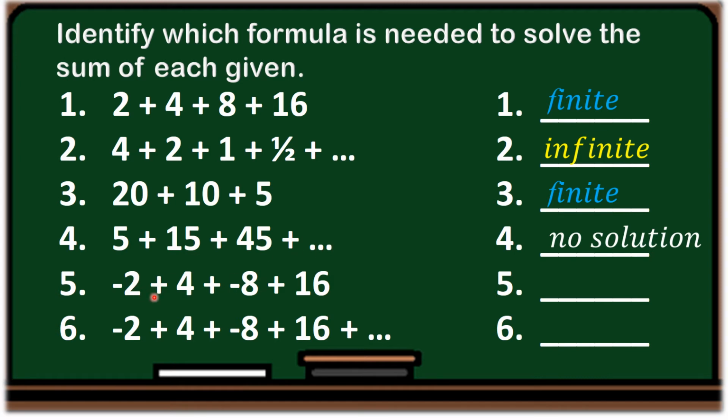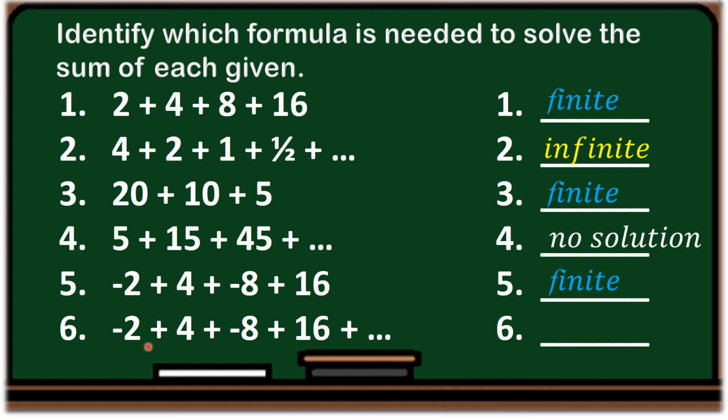Now, number 5: negative 2, 4, negative 8, 16. Obviously, it's finite because we cannot see three dots. Now, 4 divided by negative 2 is negative 2. Negative 8 divided by 4 is negative 2. 16 divided by negative 8 is negative 2. So, obviously, this is a geometric sequence. Therefore, we can solve it using the finite formula.